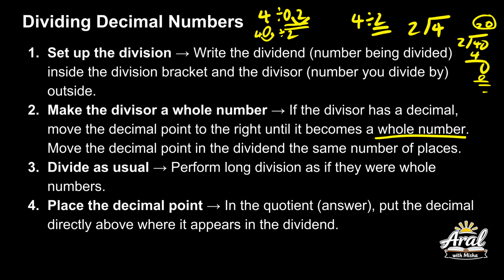Okay? So, divide as usual. Perform the long division as if there were whole numbers. Then, place the decimal point in the quotient. Okay? Put the decimal directly above. So, directly above, 40 na yan eh. Diba? So, nandito yan. So, 20.0. So, 20. Alright? Ganun lang siya mag-divide for decimal numbers. Alright?